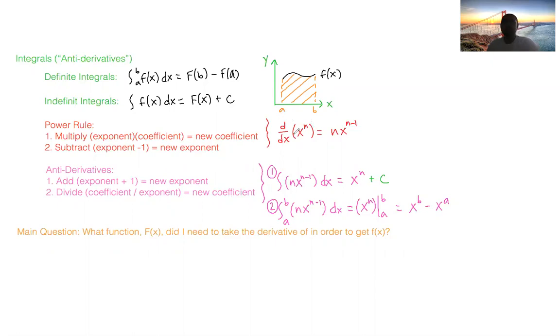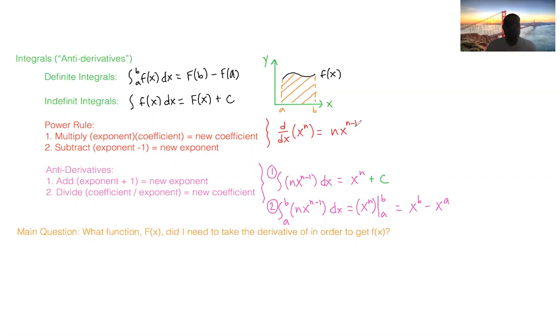Taking the derivative with respect to x, the first step of the power rule is to multiply the exponent by the current coefficient, which is 1, which gives you your new coefficient, and then you subtract 1 from your exponent, okay? That's how you calculated the rate of change, or the slope, which came from the derivative. Today, we're going to go backwards.